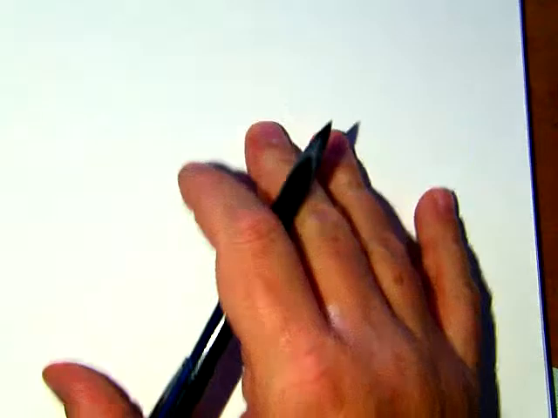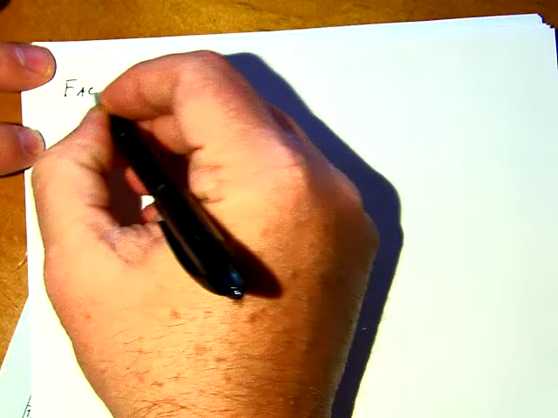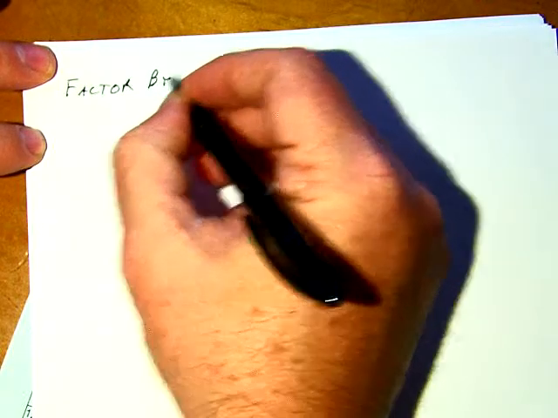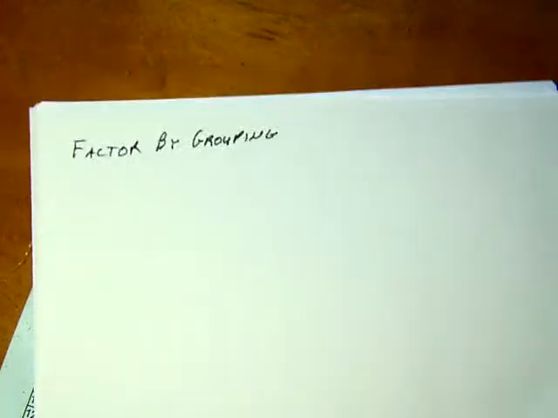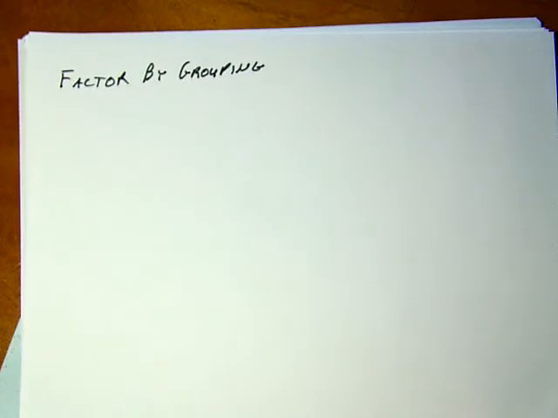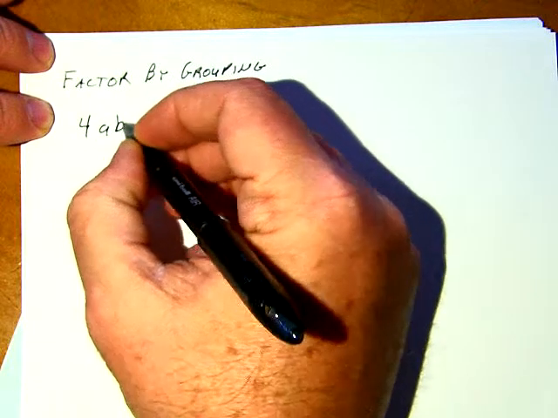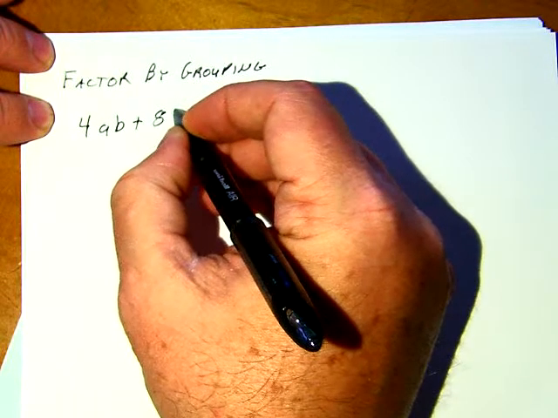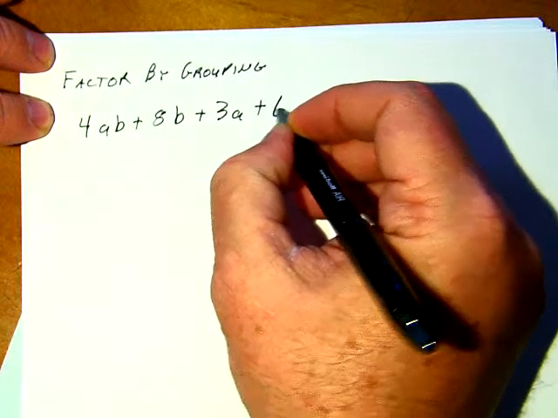All right, now let's talk about the concept of factoring by grouping. So what do we mean by that? Well, sometimes you've got a monomial, or a polynomial, that can be grouped in a certain way to allow you to do factoring. And let's take a look at that and see what I mean. We've got 4ab plus 8b plus 3a plus 6.